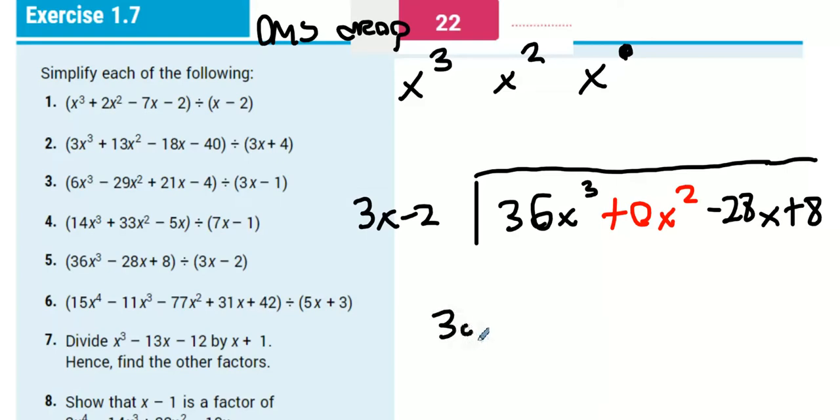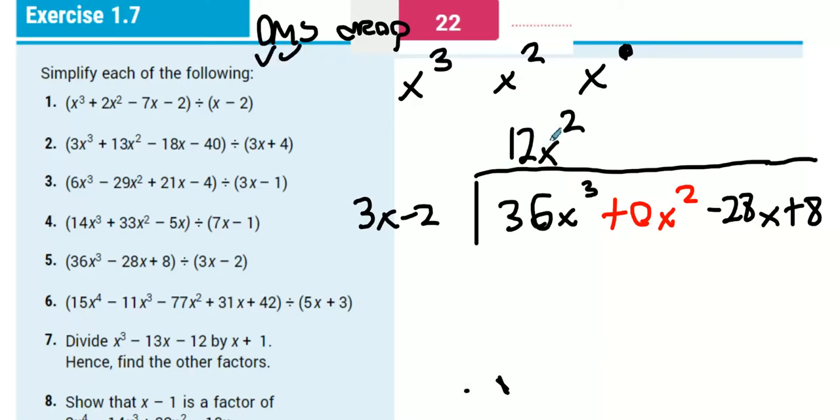36x cubed divided by 3x. What's the answer? 12x squared. Take one x away and turn that into 2 in a second. 36 divided by 3 is 12. We kill the x. Now I'm at the multiplication stage. So I did the D, now I'm doing M.